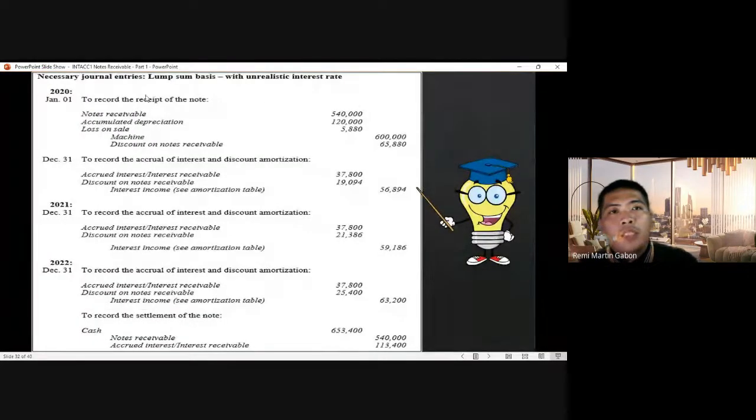So, the necessary journal entries, lump sum basis with unrealistic interest. To record the receipt of the note, debit notes receivable, 540,000. Debit accumulated depreciation, 120,000. Debit loss on sale, 5,880. Credit machine, 600,000, and discount on notes receivable, 65,880.